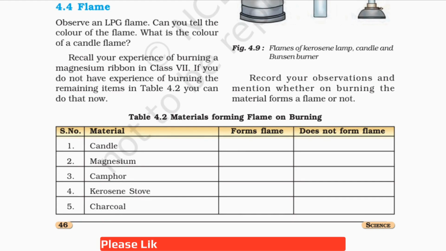Now let's see this. We have 5 items and we have to tell which will form a flame and which will not form a flame. So candle, yes, definitely it will form a flame. Magnesium will form a flame. Camphor will form a flame. Kerosene stove, okay, then it will also form a flame, but charcoal does not form flame.